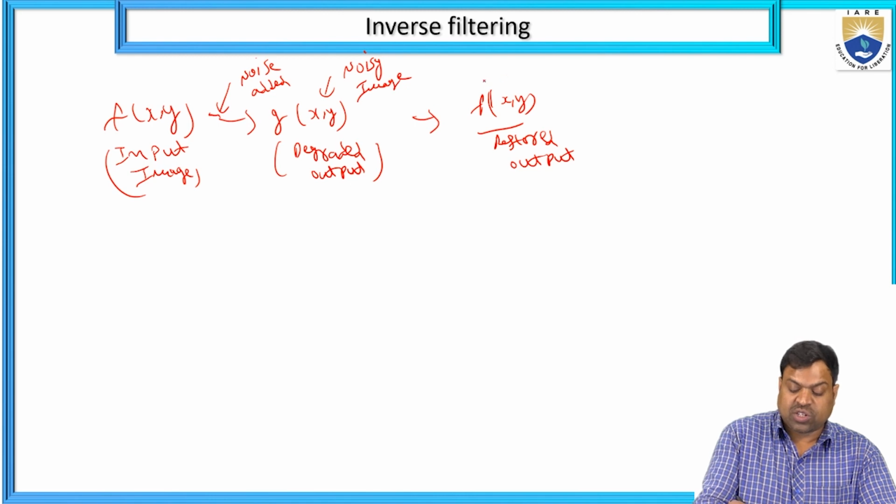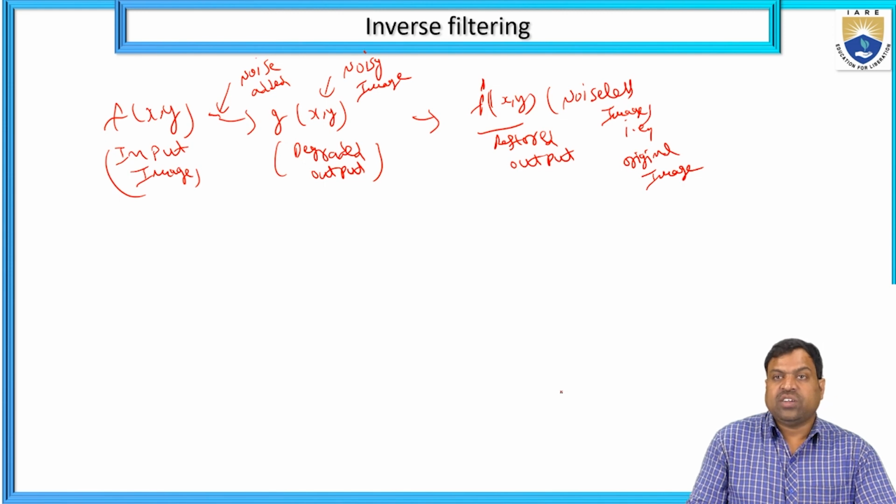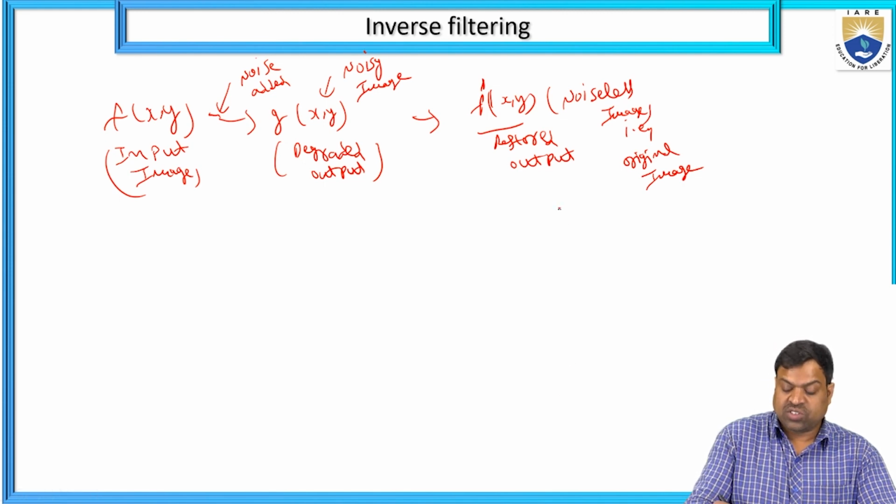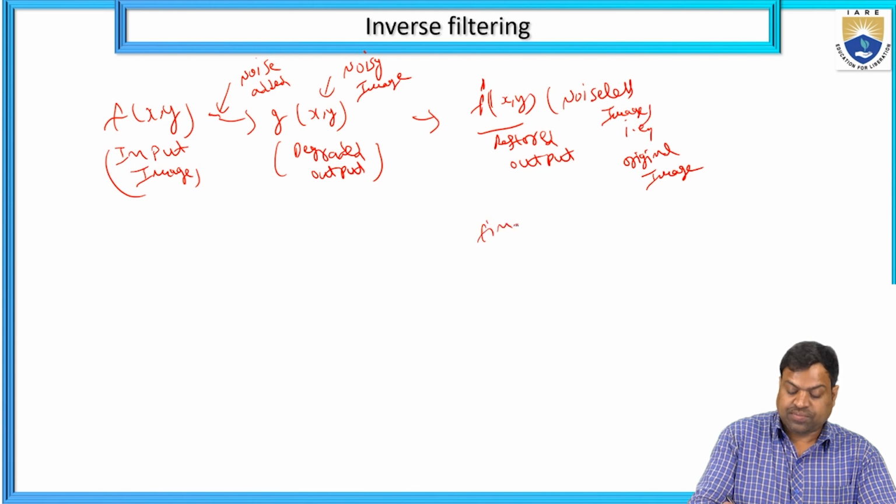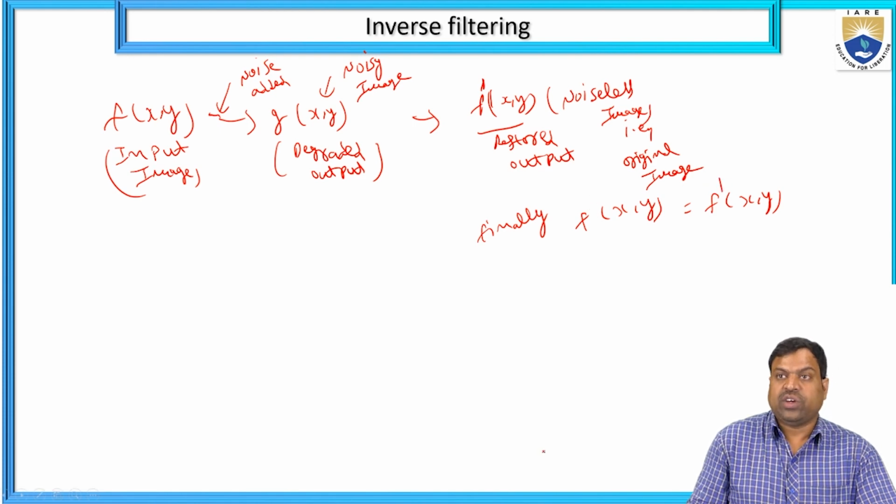So after that, f dash of x comma y, what is happening? It is the noiseless, that is the original image. So f dash of x comma y is the noiseless one. So finally, f dash of x comma y equals f of x comma y, or f of x comma y equals f dash of x comma y. It is the final answer.